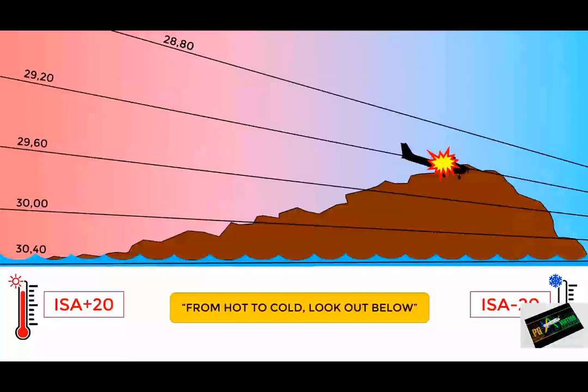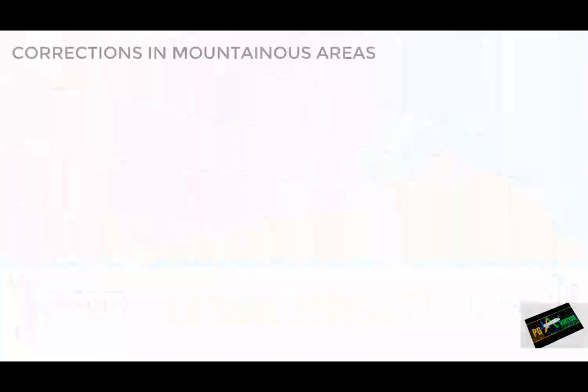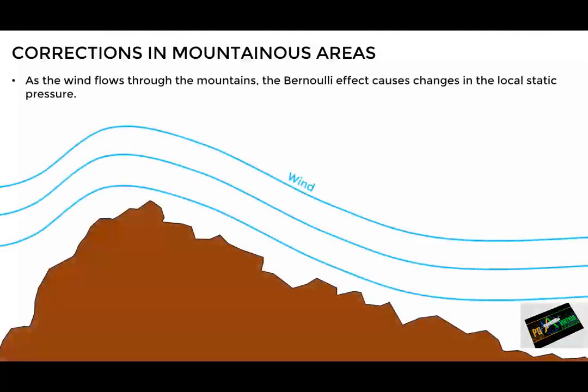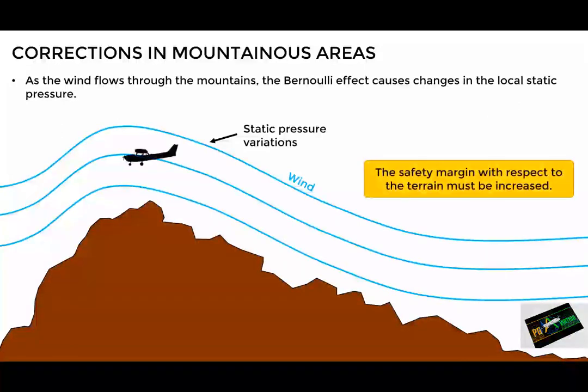Apart from these measurement errors of the altimeter with pressure and temperature changes, there's another one to take into account. It occurs in mountainous areas when the wind blows at high speeds. This produces local static pressure fluctuations due to the Bernoulli effect. This means that an aircraft flying in these areas may present erroneous altitude indications, and therefore it is necessary to increase the altitude safety margin with respect to the terrain. Having seen all this, let's move on to the altimeter error tolerance.